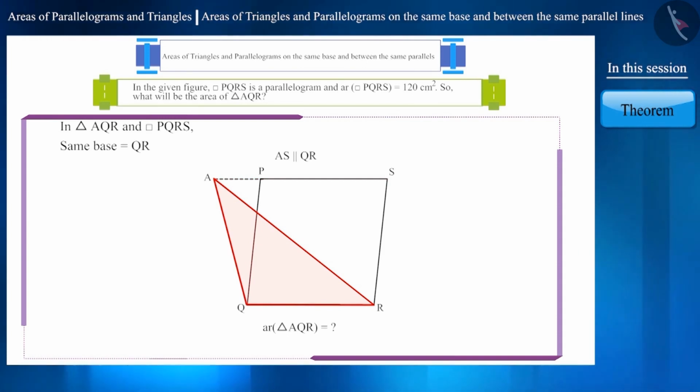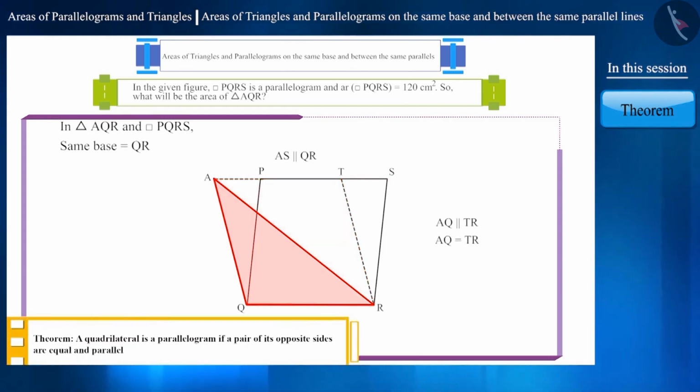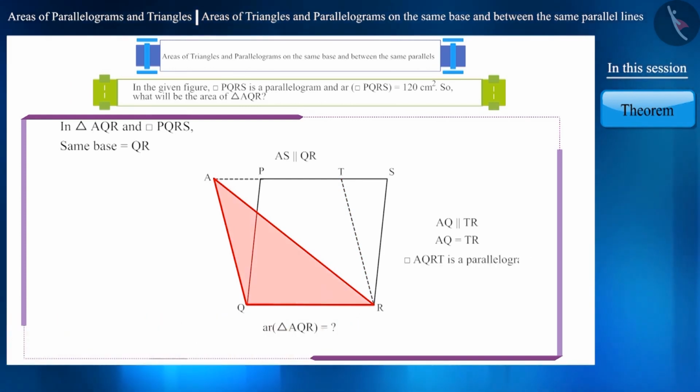Let's draw a line parallel to side AQ from point R to side PS, which intersects side PS at point T. Here, we can see that in quadrilateral AQRT, a pair of opposite sides are equal and parallel. Therefore, it is a parallelogram. Now, let's talk about the area of parallelogram AQRT.